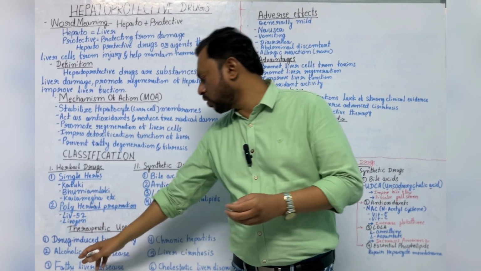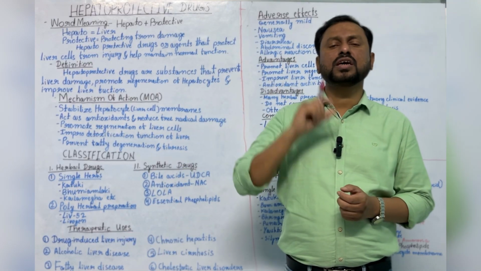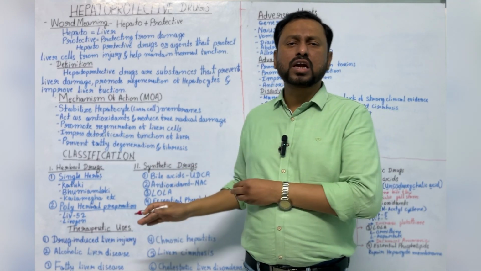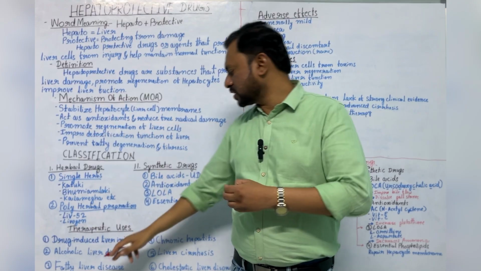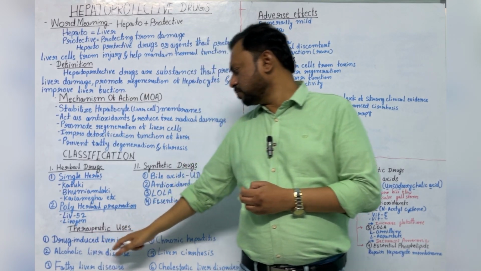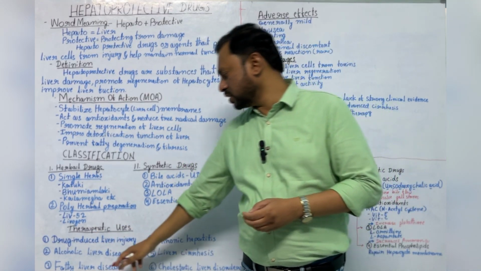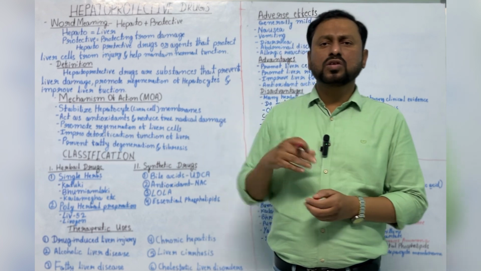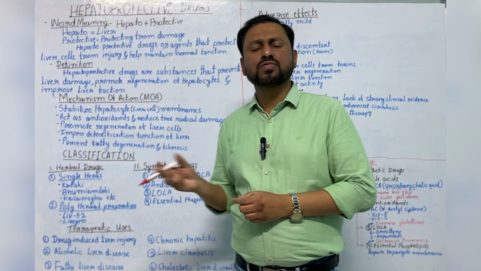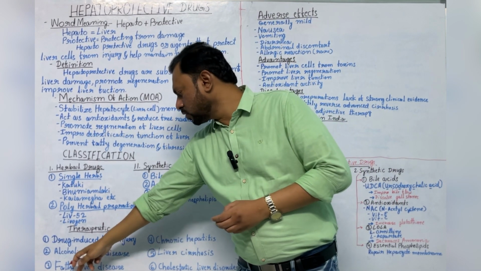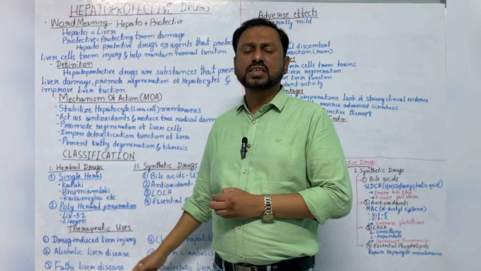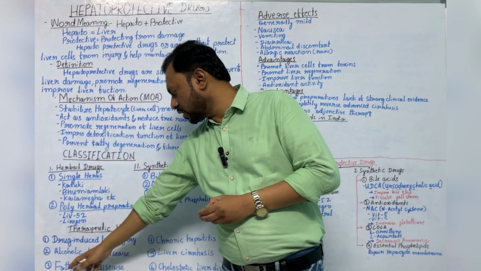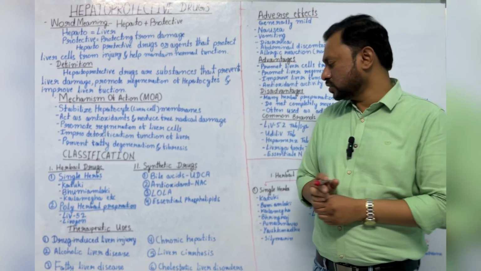The next one is alcoholic liver disease. The patient is continuously consuming alcohol, leading to liver damage. This class of drugs is used in treating alcoholic liver disease. Next one is fatty liver disease. Due to the excessive use of non-vegetarian food or fatty or oily things, the fat content in the liver increases. In that case also, this class of drugs is used for fatty liver disease.